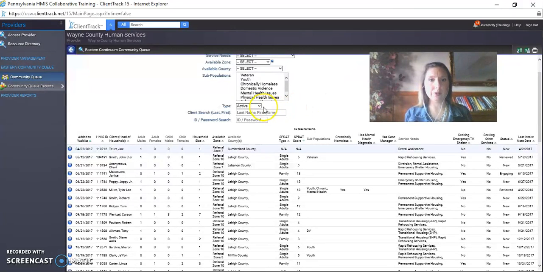Okay, also on the search is active or historical.